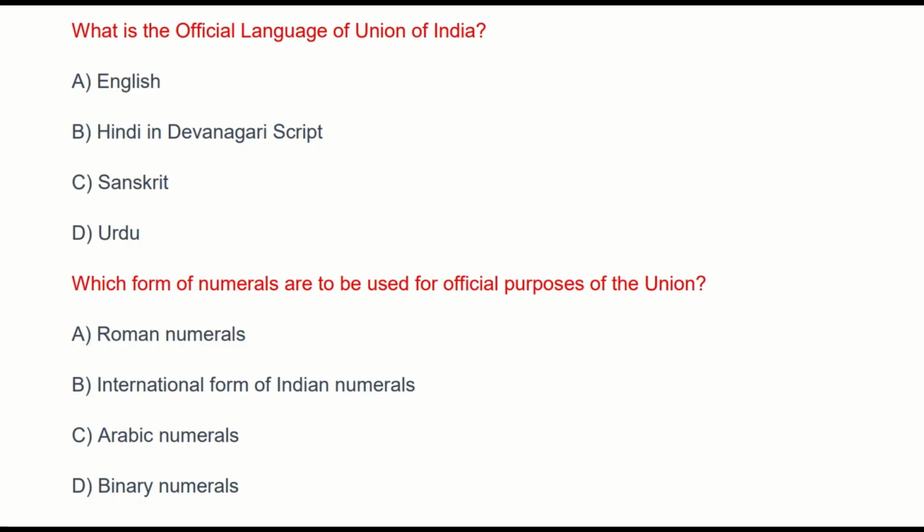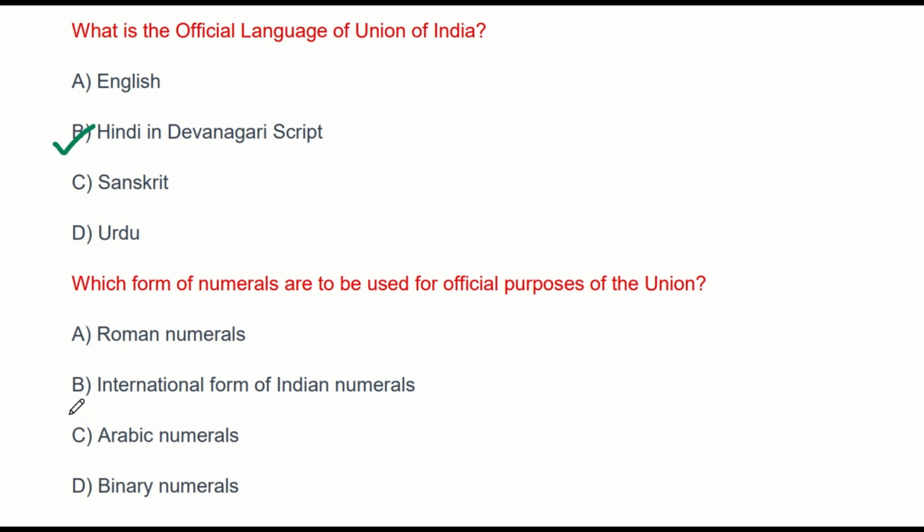What is the official language of Union of India? A. English. B. Hindi in Devanagari script. C. Sanskrit. D. Urdu. And right option is option B. Hindi in Devanagari script. Which form of numerals are to be used for official purposes of the Union?